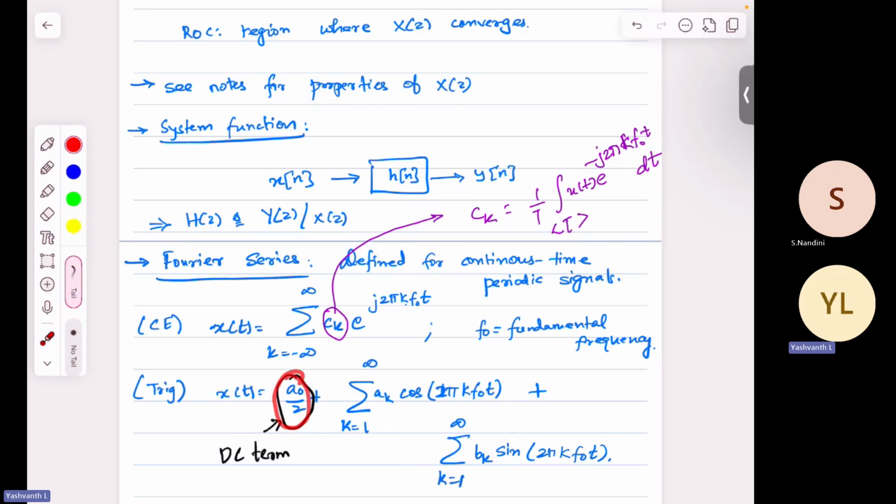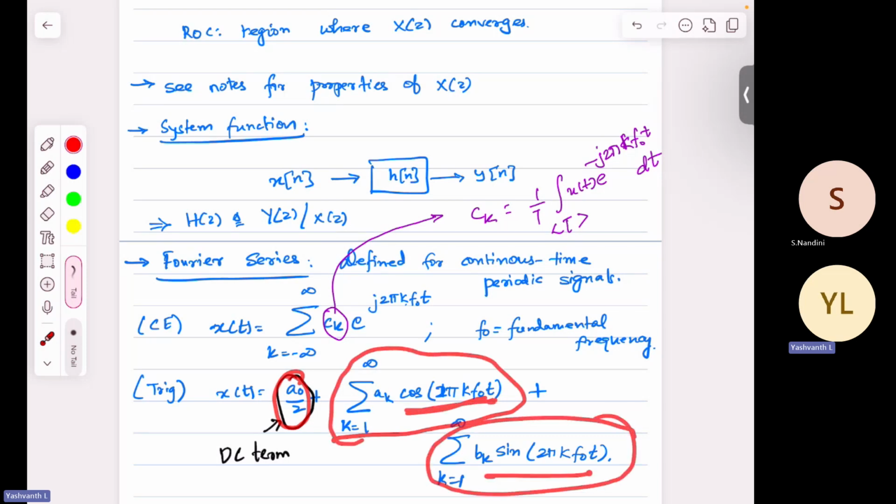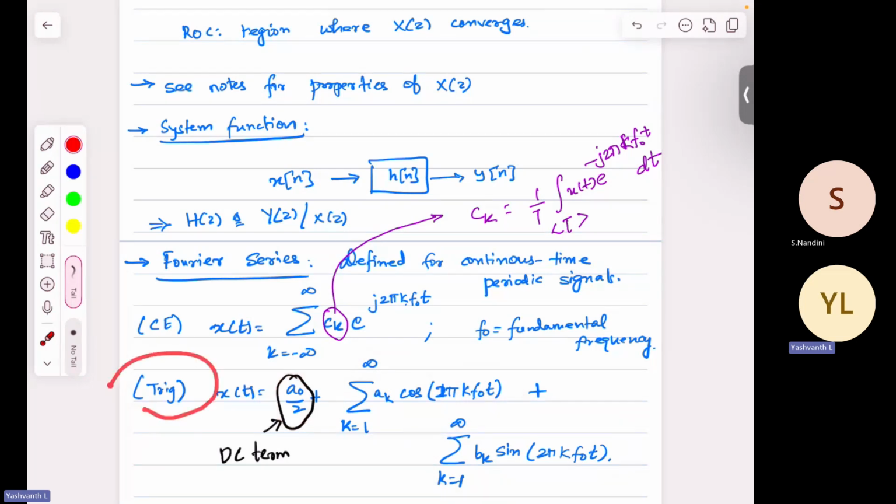One is a frequency independent term, the second is basically an infinite summation of cos signals, and third is an infinite summation of sine signals. Okay, this is what is called a trigonometric Fourier series, and you have similar expressions for a naught, ak, and bk, like how you had for ck.